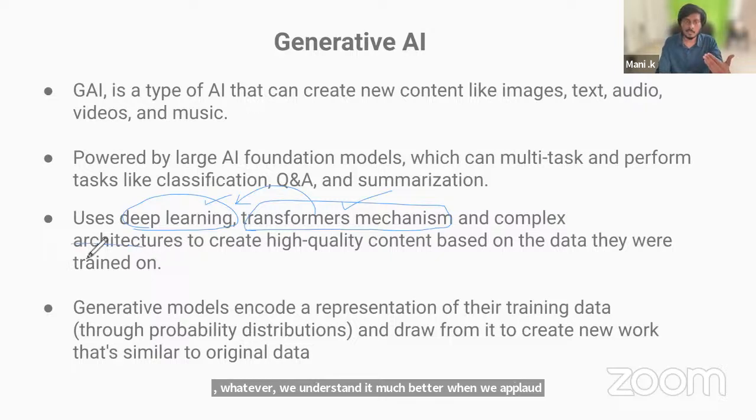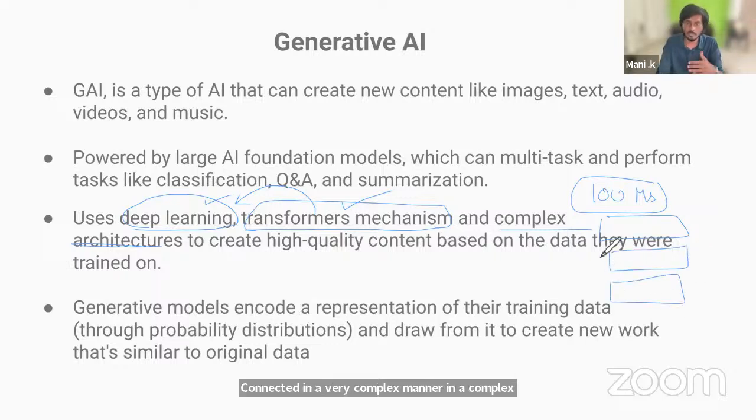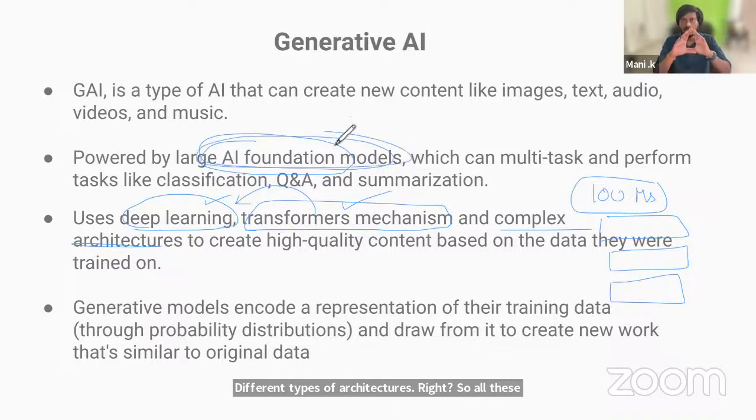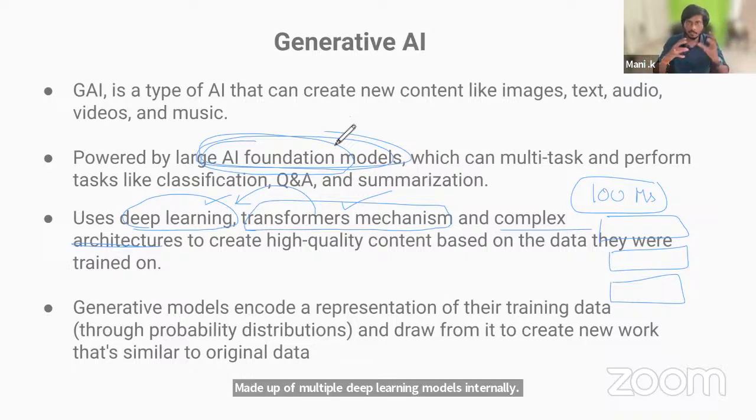And we have complex architectures. It's not just one deep learning model. We would have hundreds of deep learning models connected in a very complex manner in a complex architecture. We have encoder-decoder, decoder only, encoder only. Different types of architectures are there. So all these foundation Gen AI models are nothing but a complex architecture made up of multiple deep learning models internally, and they are connected in a very complex manner based on the task.